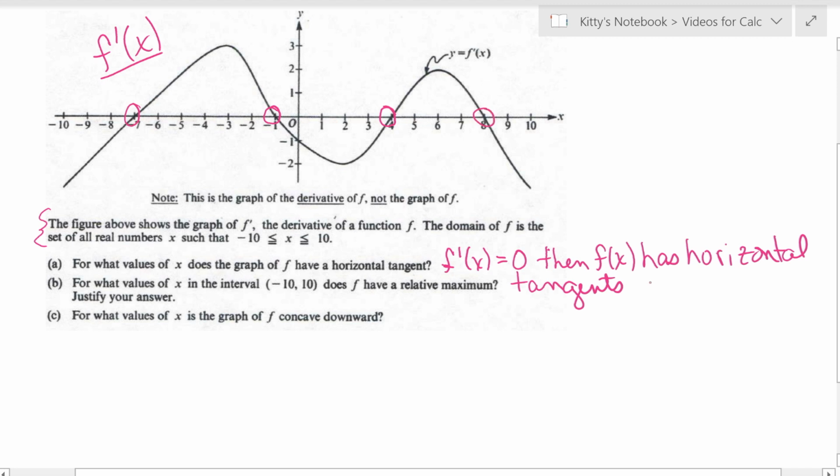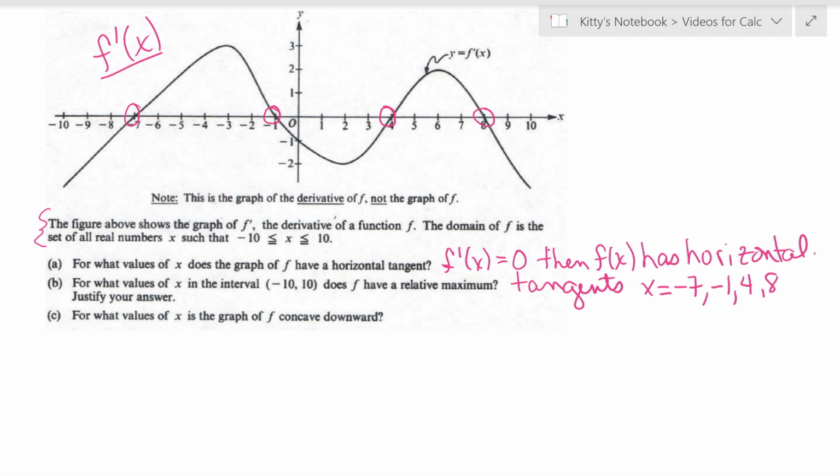So I see 4 places at x equals -7, -1, 4, and 8. So I made a plan about how do I use f prime to talk about f, and then I had to figure out how do I look at the graph to figure that out. Okay? All right, so I'm taking those off because I might not need those later, but I might.